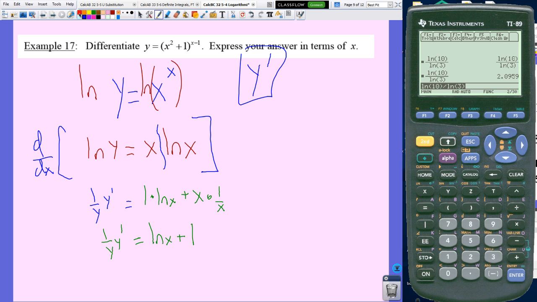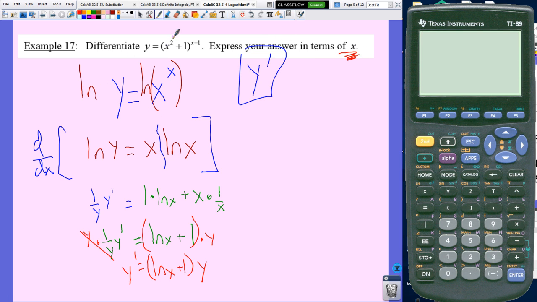Cool. So I want to solve for y prime. On both sides, I want to multiply by y. Remember, you're multiplying the whole thing by y, and these cancel. So my y prime equals ln of x plus 1 times y. Now, if I want to express my answer in terms of x, back in the original case, we were told y equals x to the x. So I can plug that in for my y and say y prime now equals ln of x plus 1 times x to the x power.